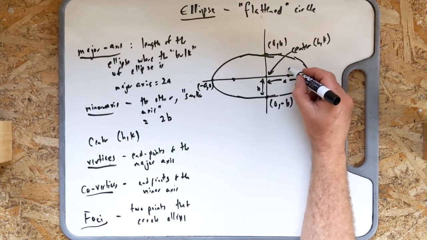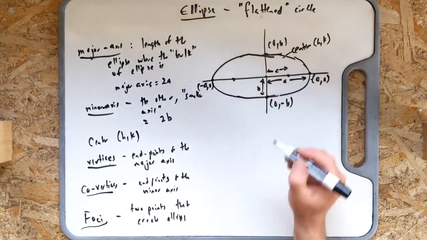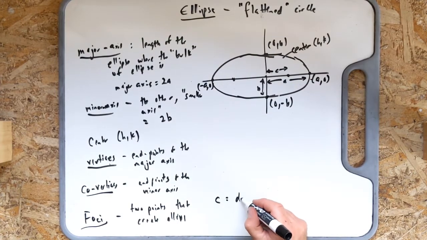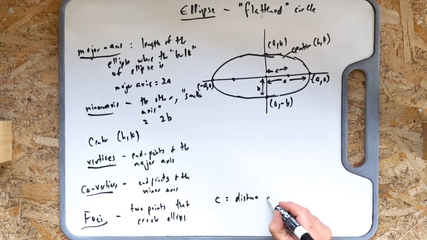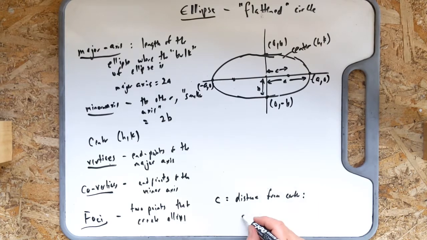We're going to call that length here C, that distance from the center. And C, which is the distance of each from the center, so in this case it'll be plus C, minus C, can be determined from C squared equals A squared minus B squared. I know that's confusing because it looks like the Pythagorean theorem. That is unfortunately just a notation that's generally used. So it is A squared minus B squared. And then I'll tell you where these 2 foci points are.